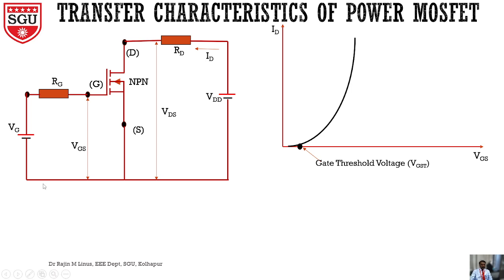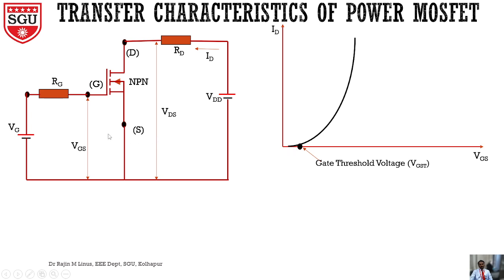We have seen a similar circuit when we learned the power BJT. Instead of the BJT, we have replaced it with the NPN metal oxide silicon field effect transistor. So we have the drain, this is the source, and the gate. We have seen this is NPN, that's why current is flowing from source to drain. So let us see how the transfer characteristics work.